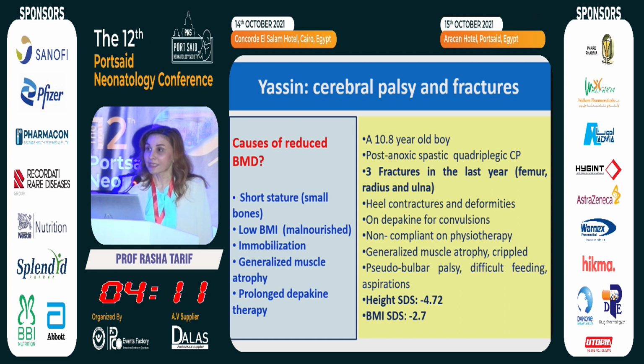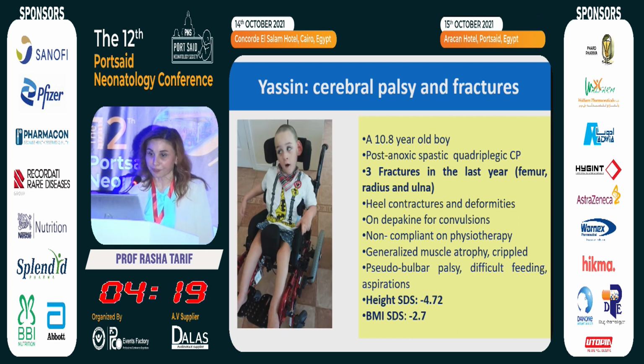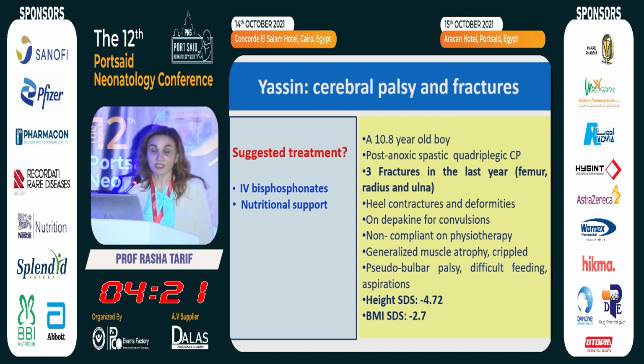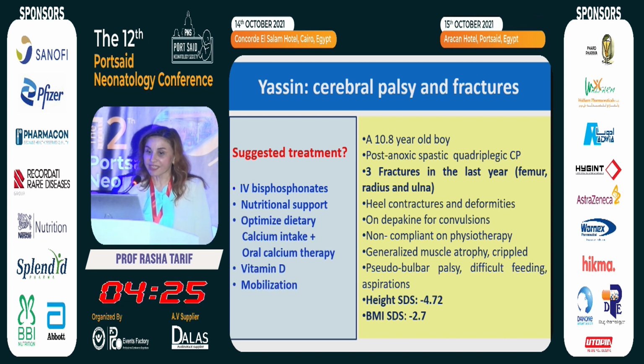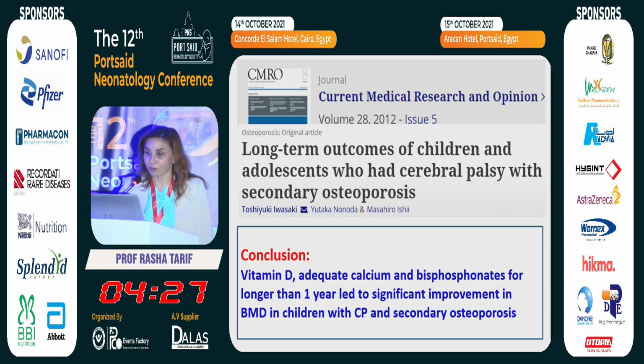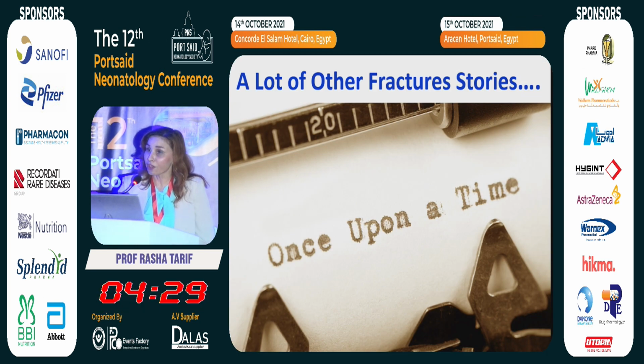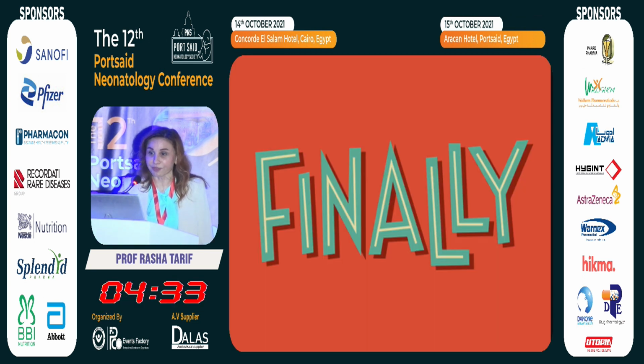So the cause here is short stature, low BMI, immobilization, muscle atrophy, and of course, anti-epileptics are an important cause of osteopenia. Here, the boy was given bisphosphonate, nutritional support, vitamin D and calcium, and physiotherapy. So there are a lot of stories to speak about. This was just a taste of children coming with recurrent fractures.